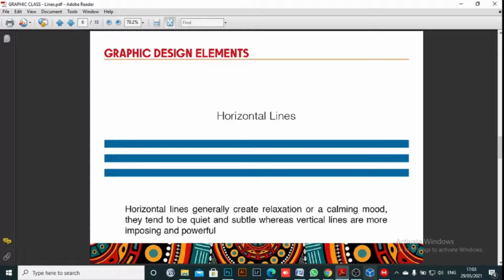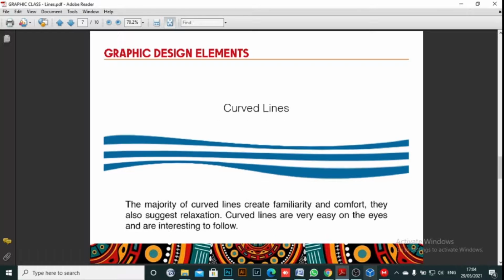So if the kind of message you want to pass across with your project is a relaxed mood, and you want to make use of line, the horizontal line is the best. It is what will fit in that project. It will communicate the emotions perfectly.